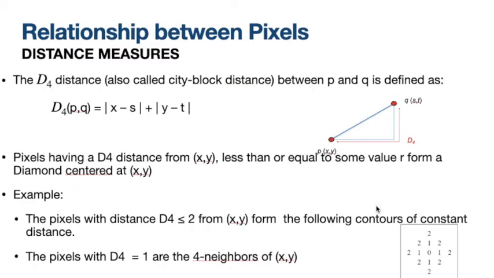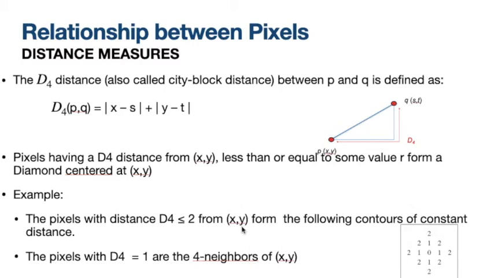Then D4 distance, it is also called city block distance. City block distance between two pixels p and q is defined as D4(p, q), which is equal to |x minus s| plus |y minus t|. The pixels having D4 distance from (x, y) less than or equal to some value r form a diamond centered at (x, y). If you see this example, you will understand.